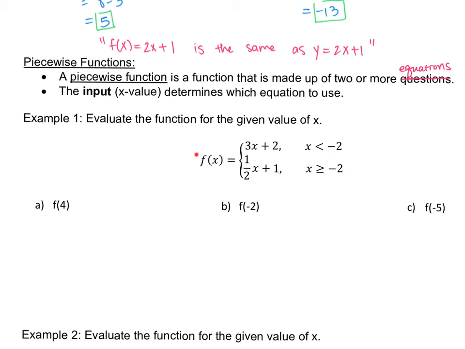You can see that here is f of x. So again, that is like your y. And when you look at the equation, there is one line here and then another line. Well, each line represents an equation. This line is 3x plus 2. So that's the first equation. And here is the second equation as 1/2 x plus 1. So there are two equations here.